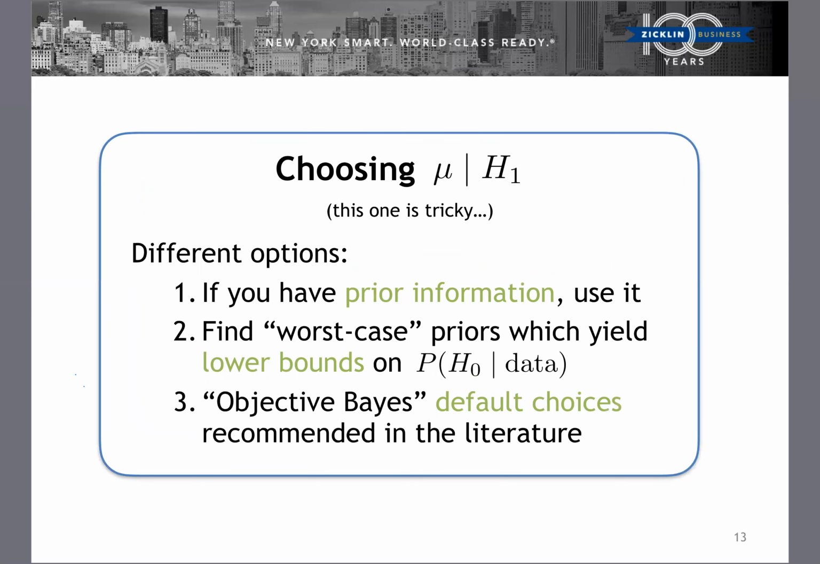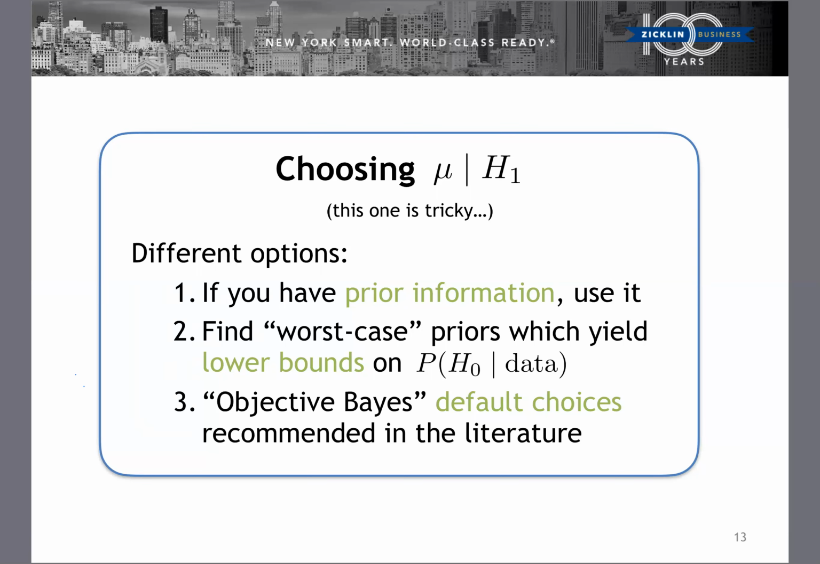This one, we're going to see that is pretty tricky. So this one, again, is the distribution of the population mean under the alternative. And this one is problematic. You have different options. One of them is the one that we always have. But in practice, let me tell you, it's the one that is least used in practice. So if you have prior information, you can use it. That's always true, but most of the time, that winds up not happening.